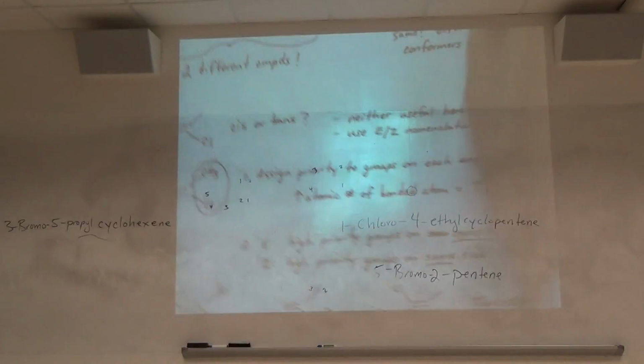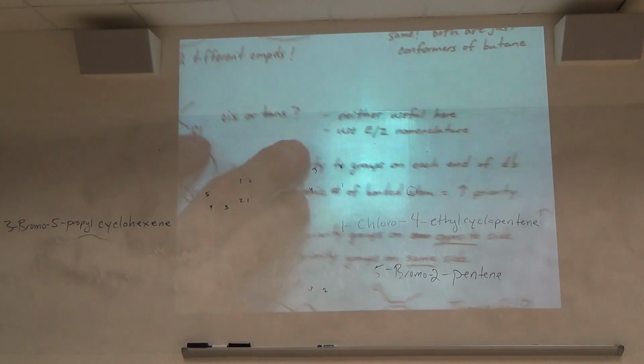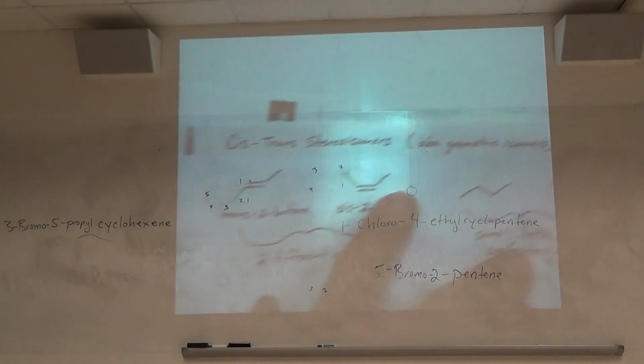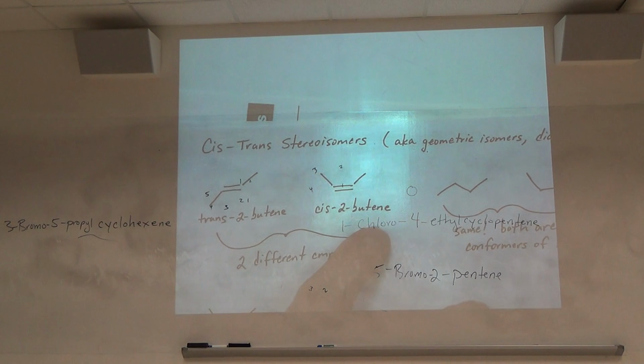Okay. You remember this thing about alkenes, they can't rotate around the pi bond? Because they can't rotate, we have the potential for isomers.